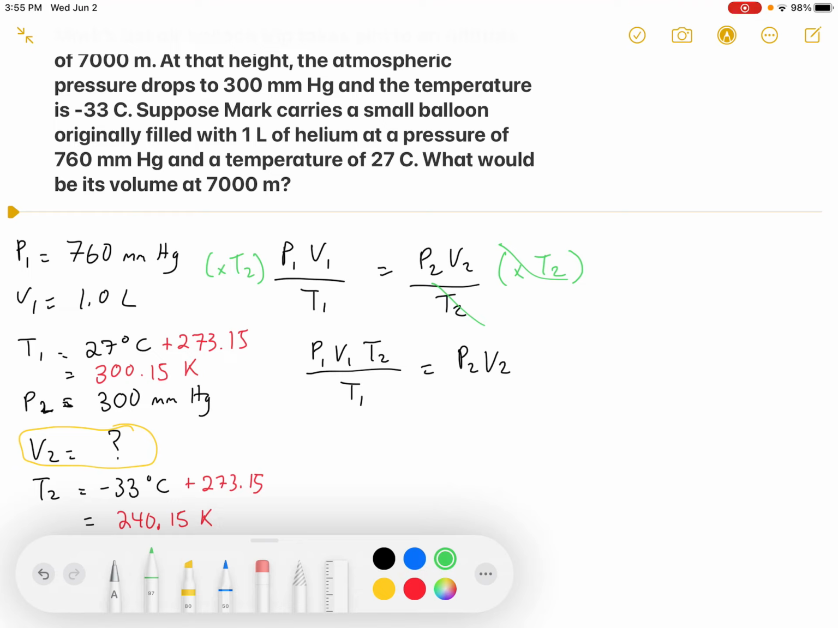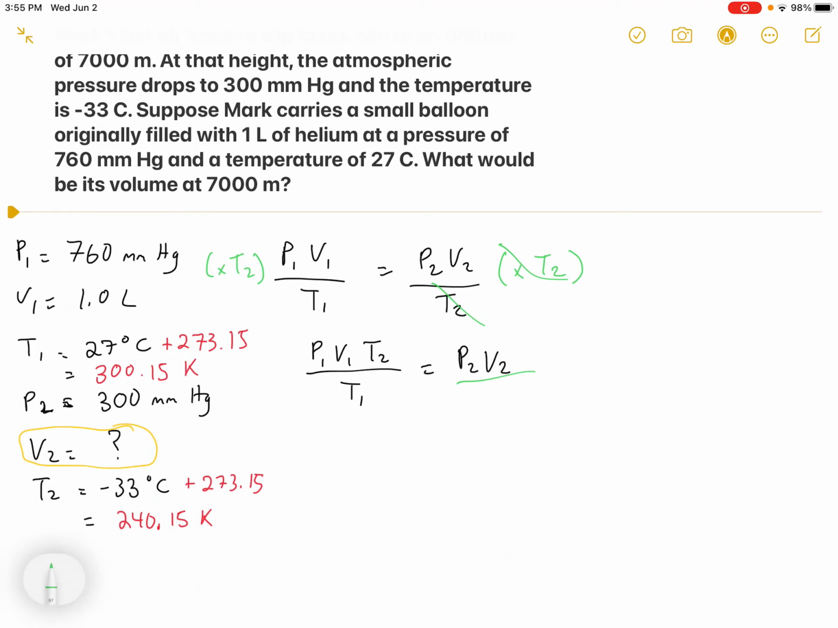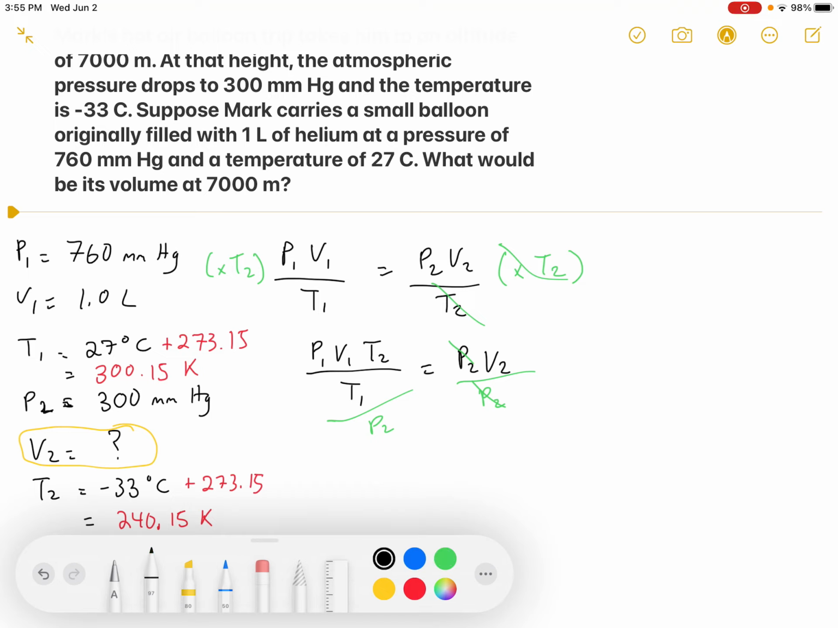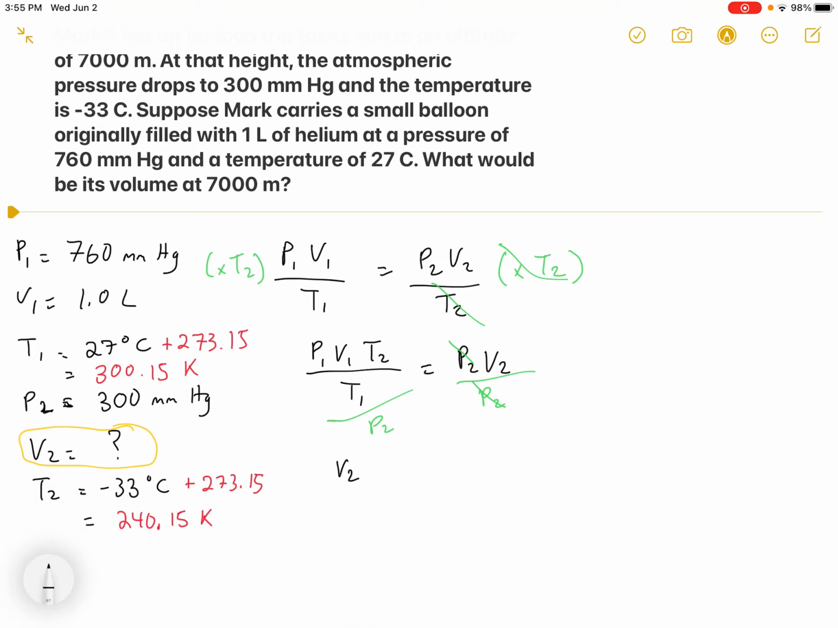We still want the final volume, or V2, on its own. So to achieve that, we can divide both sides by the final pressure. And then we'll know that V2 is equal to P1 times V1 times T2 over T1 times P2. If there are any questions about the algebra involved there and why it turns out that way, please just let me know.